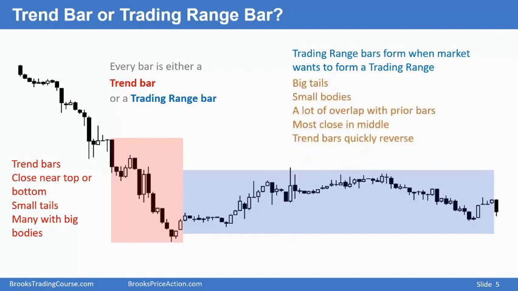Big tails, small bodies, a lot of overlap with the prior bars, a lot of the bars closing in the middle. Trend bars quickly reverse. So we got a bull trend bar, quickly became a bear trend bar. We have a bear trend bar, quickly became a bull bar. In a trading range, you often get bull and bear bars, but they usually reverse within a bar or two.